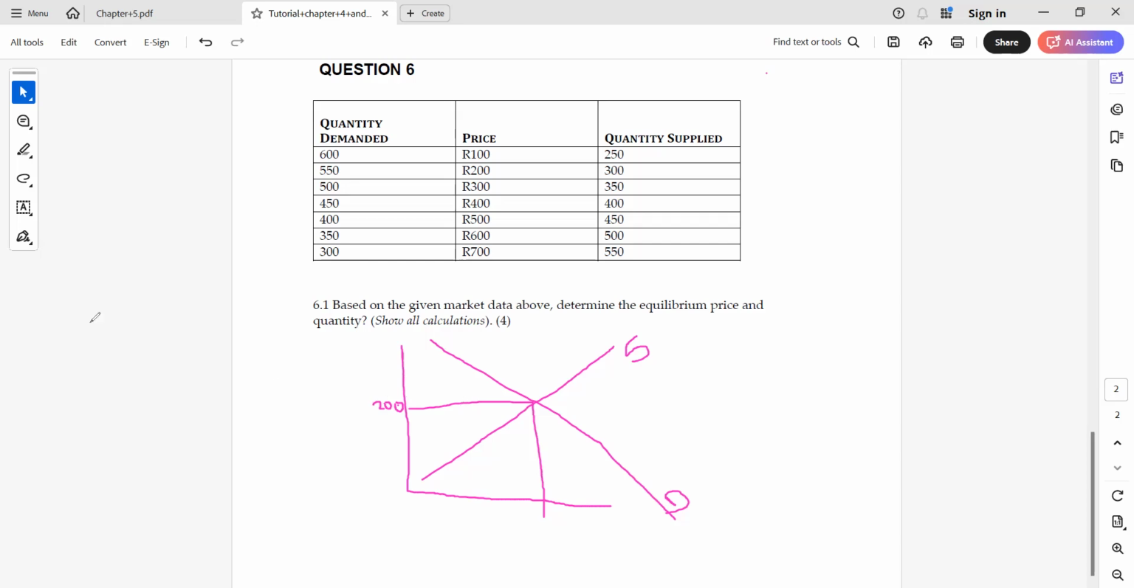Then the government comes and sets the minimum wage, which is the price floor. We know that the minimum wage must be set above the market equilibrium price, right? So the government sets the minimum wage here to be this. Maybe the government says people must earn 3,000 instead of 200. Can you see?